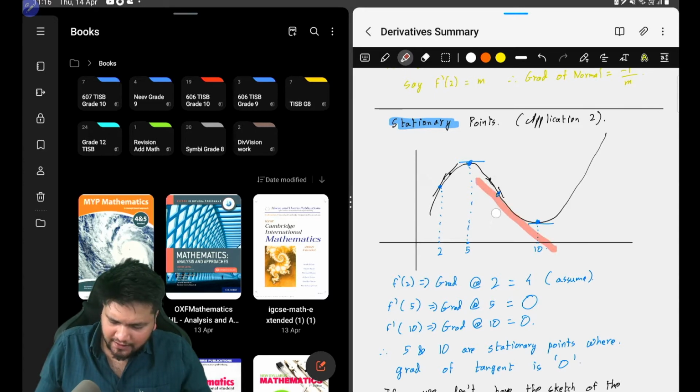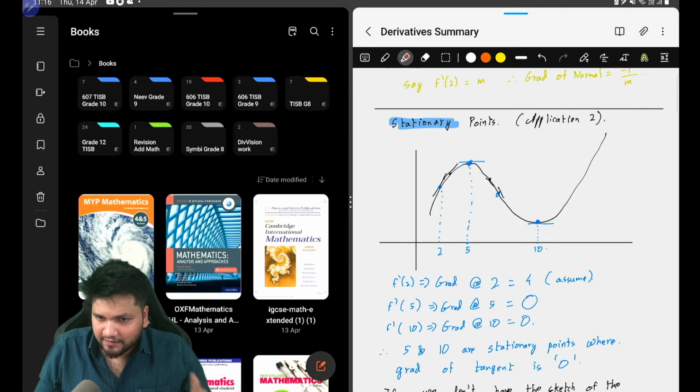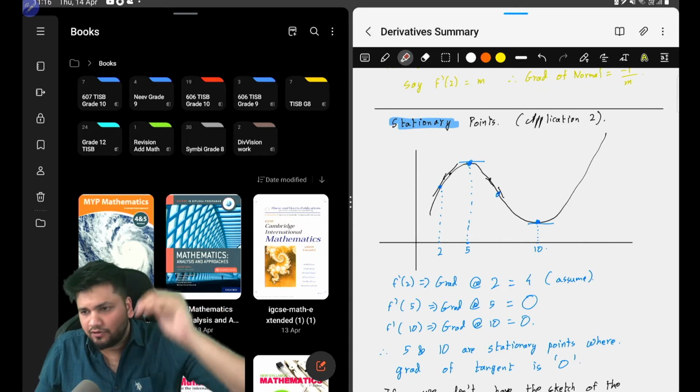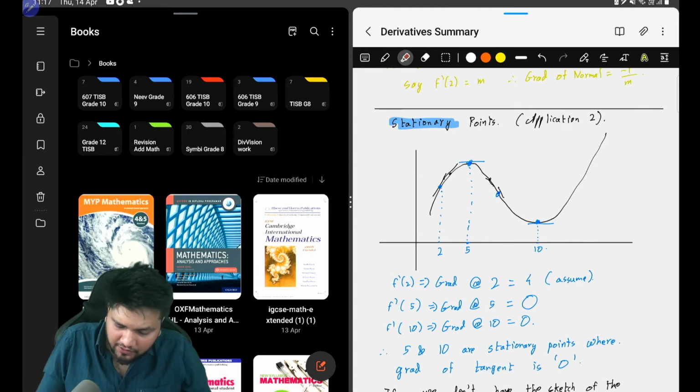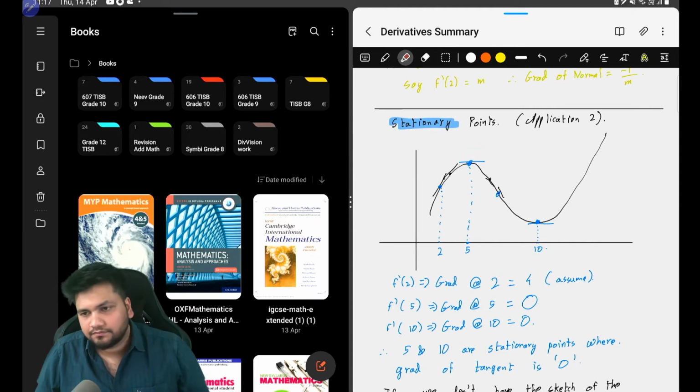tangents are like this, so it's negative. But at this point, we have a tangent like this or like this. So that means what? There the derivative is 0. Right? The derivative is 0. So there either it's going to be the maximum value or it's going to be the minimum value. Either it's going to be the maximum like this or it's going to be the minimum value like this.